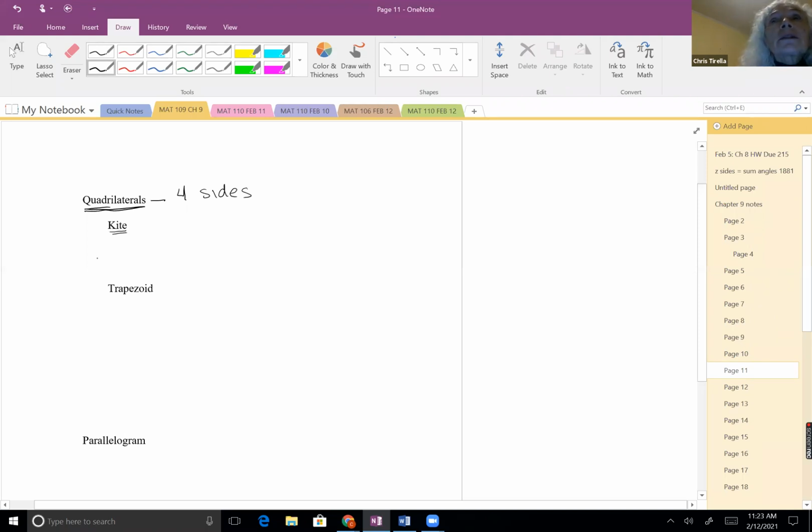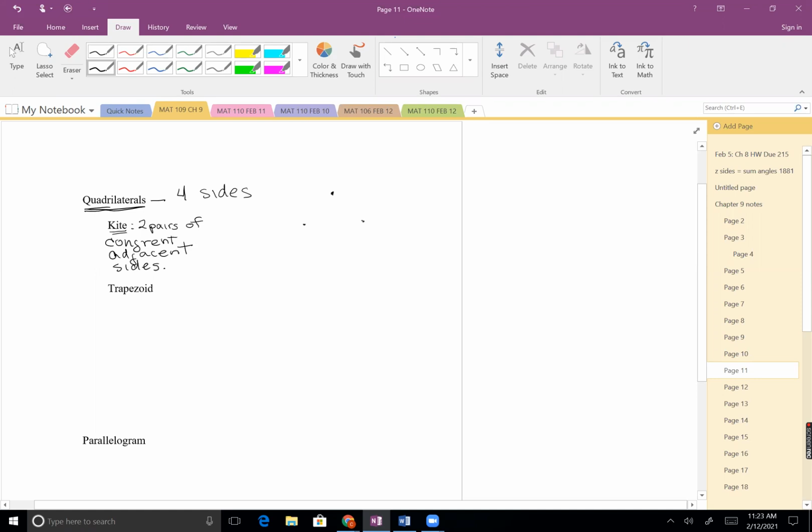And again, we had said quadrilaterals have four sides. The author of the textbook talks about a kite, and they say that a kite has two pairs of congruent adjacent sides.